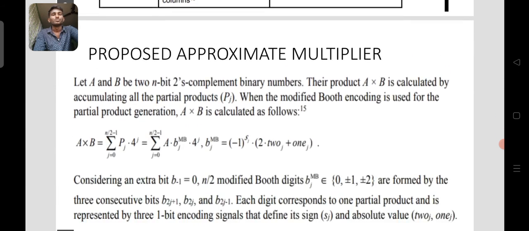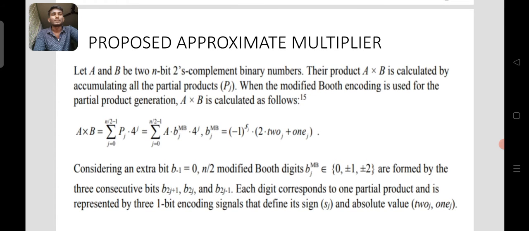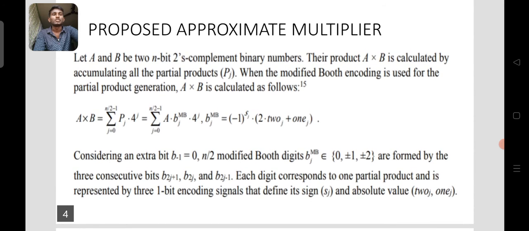Coming to the proposed approximate multiplier, let A and B be two n-bit two's complement binary numbers. The product A multiplied by B is calculated by accumulating all partial products known as Pj. When modified Booth encoding is used for the partial product generation, A times B is calculated as follows.